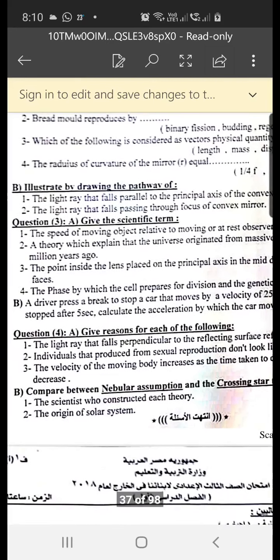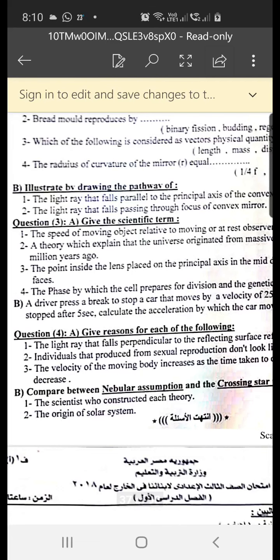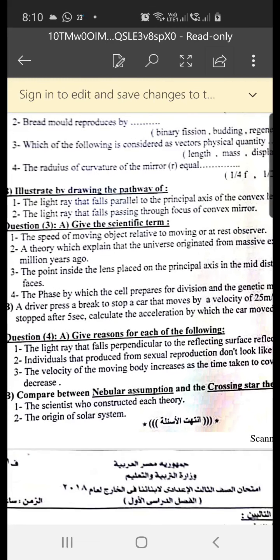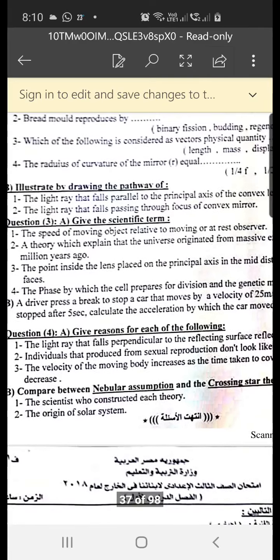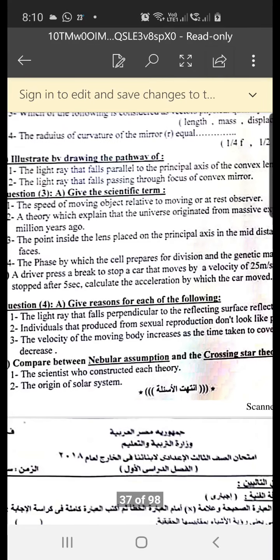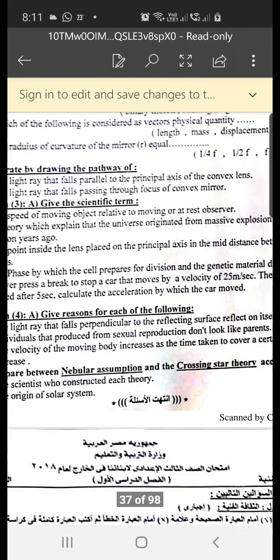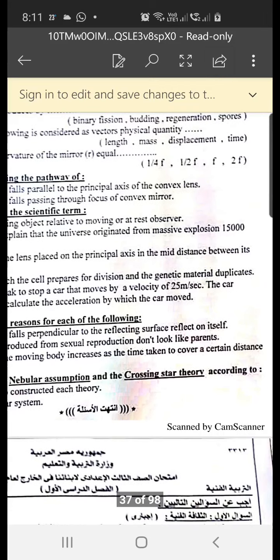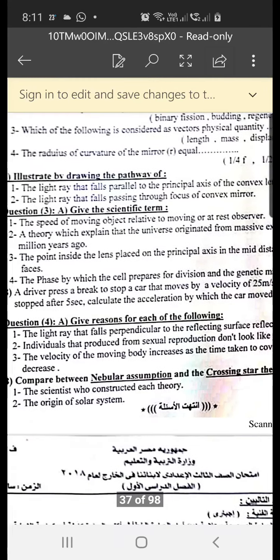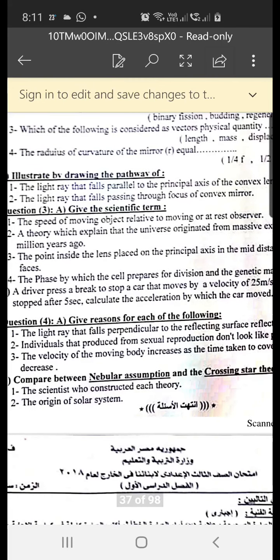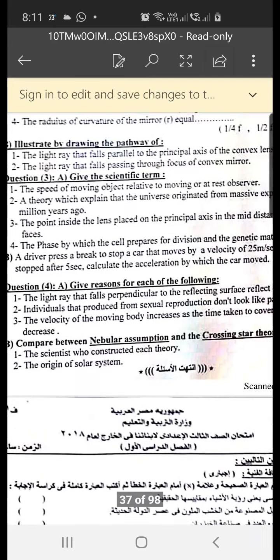Question number 3, give the scientific term. The speed of a moving object relative to a moving or at rest observer. The answer is relative speed. A theory which explained the universe originated from a massive explosion 15,000 million years ago. The answer is Big Bang theory.